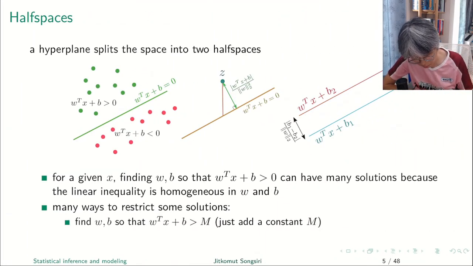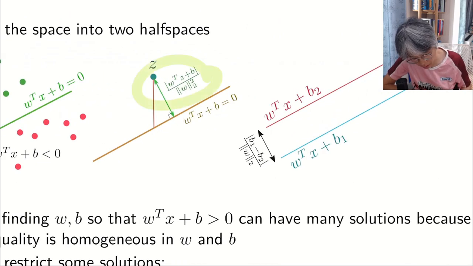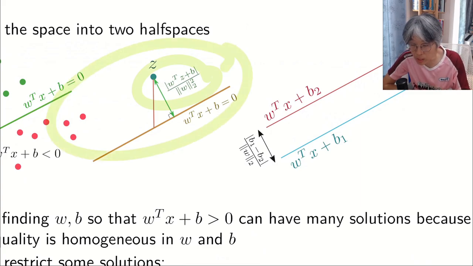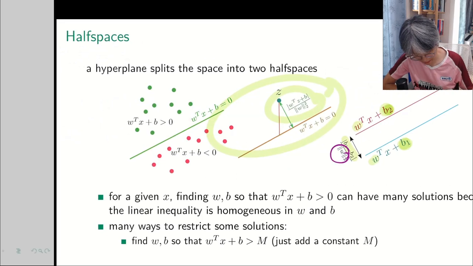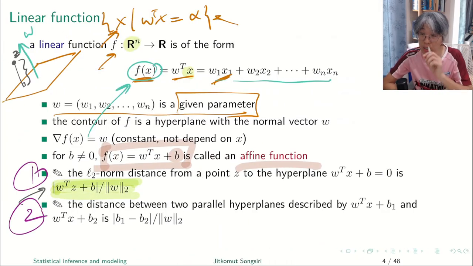Once we get this simple fact, it's very useful. Because if we can find the distance from a point to a hyperplane, what about the distance between two hyperplanes? I hope it's not hard anymore. Given this result, the distance between two parallel hyperplanes, which have the same normal vector and only differ by the translation term, B1 and B2, will be proportional to the difference of the translation terms, B1 minus B2, and also depends on the norm of the normal vector. So these are two fundamental results.